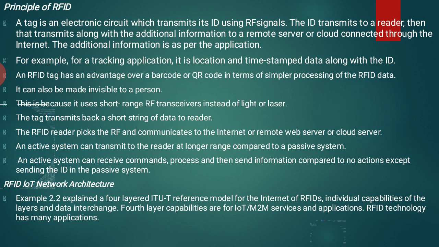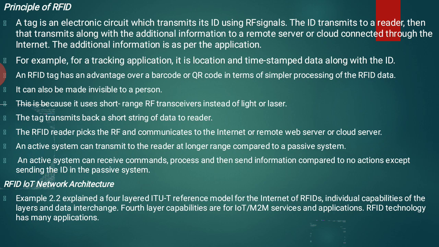The ID is transmitted to a reader, then transmitted along with additional information to a remote server or cloud connected through the internet. That ID possesses all the valid information, and we are transmitting that additional information to the remote server system or the cloud connected systems via the internet.